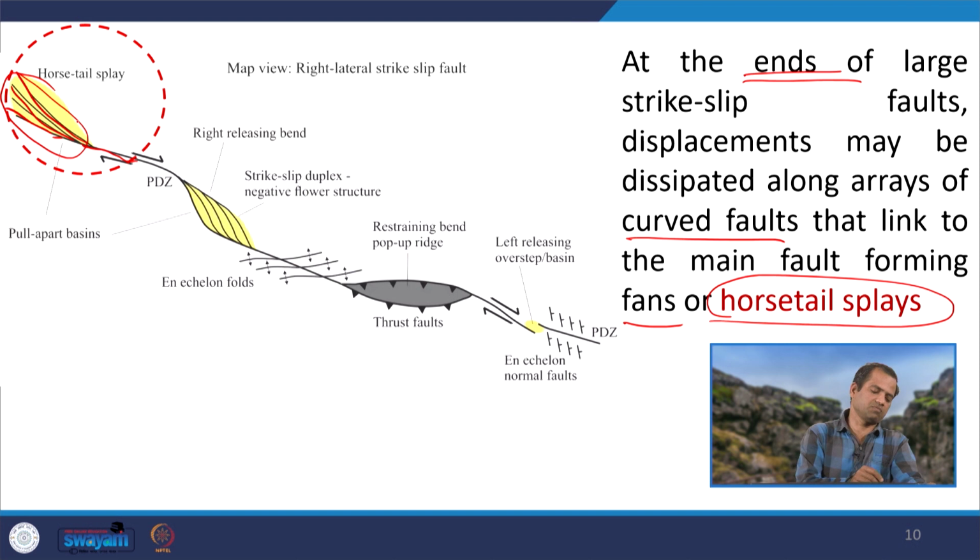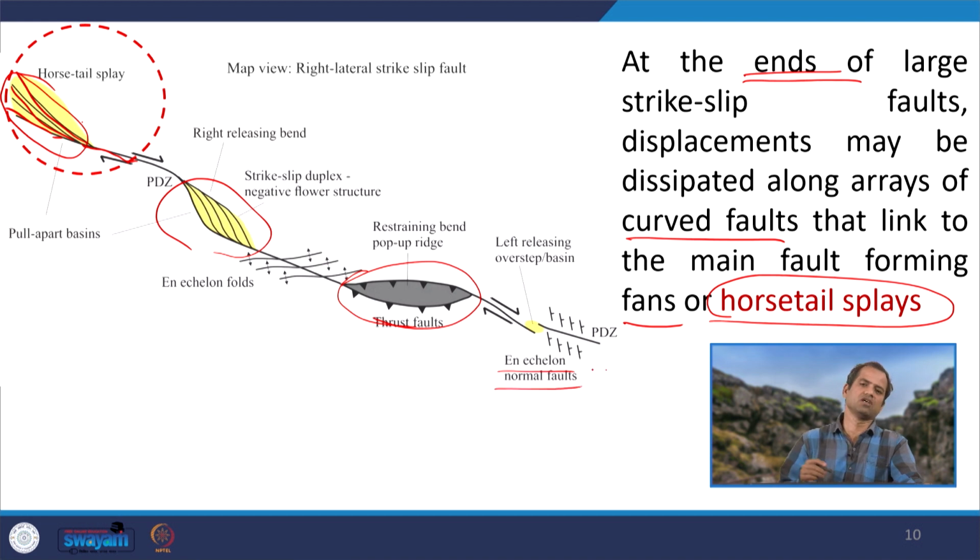So, these horsetail splays are here, and we have the strike slip duplex here, and these are push-up ridges here, and this is the normal fault. So, normal faults are developed here. Along this strike slip fault, the topography varies, the structure varies, and the rock type varies, because different generations of rocks, of different ages, come juxtaposed with each other.